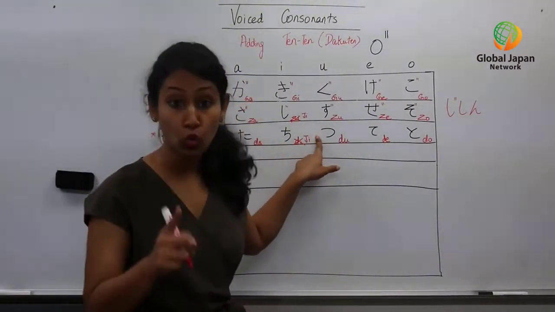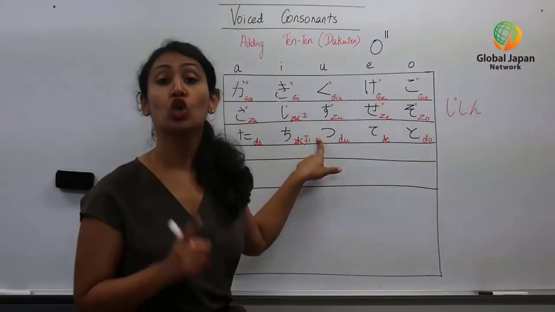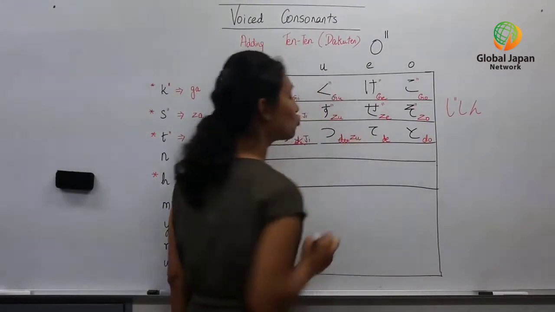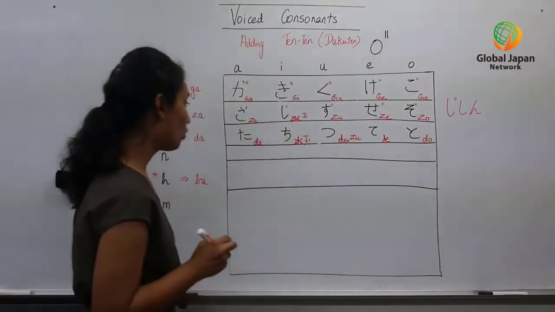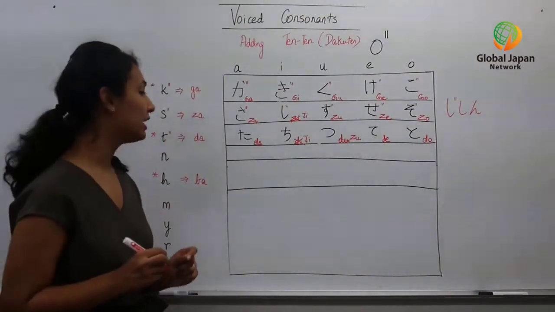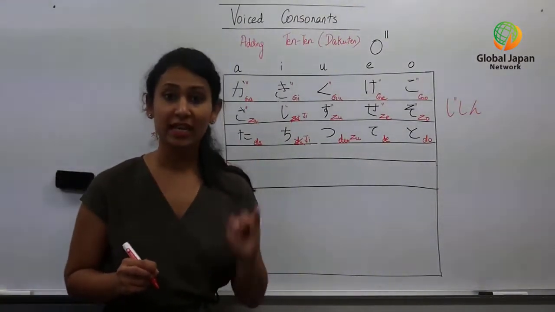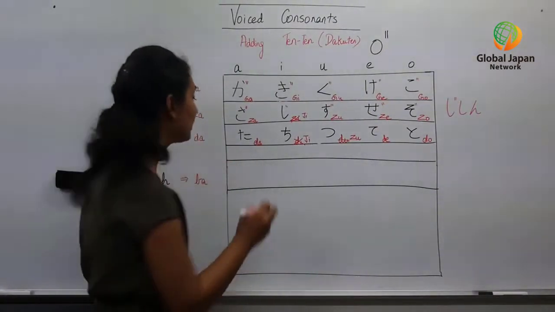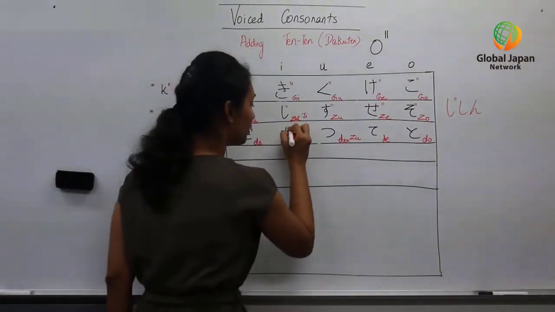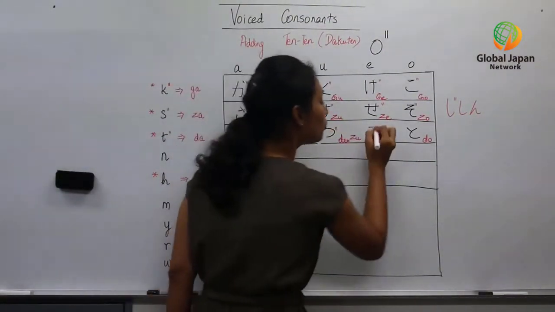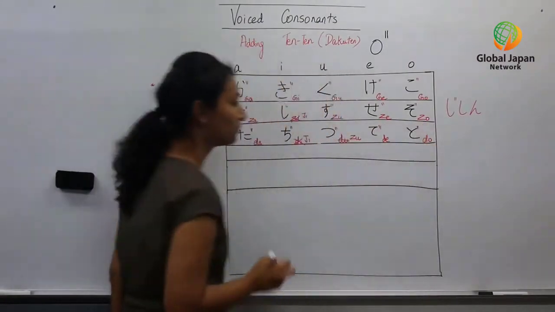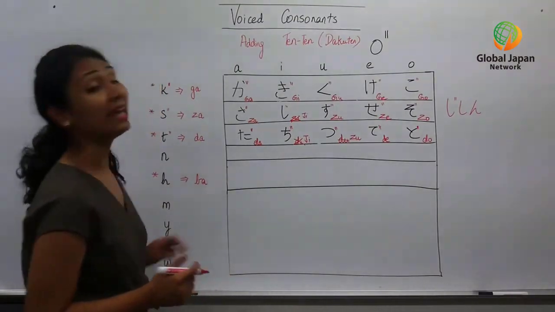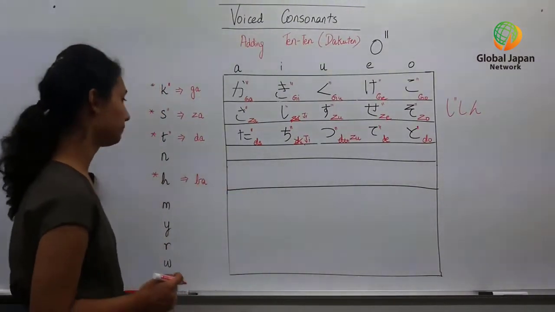This was not tu. What was it? Tsu. Tsu with tenten becomes zu. So, converting the ta line into da, ji, zu, de, do. Repeat it along with me. Da, ji, zu, de, do. So we have learned some new sounds without learning any new characters so far.